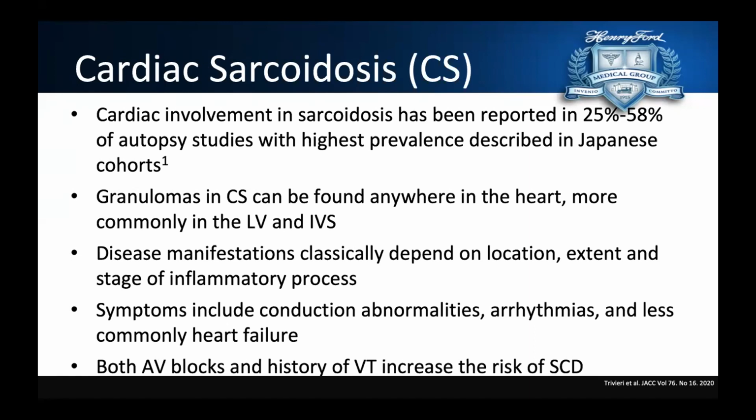Arrhythmias can range from a right bundle branch block to varying degrees of AV block. Both AV blocks and a history of ventricular tachycardia increase the risk of sudden cardiac death. And oftentimes, sudden cardiac death can be the first and only manifestation of the disease, which accounts for as much as about 65% of deaths in some studies.